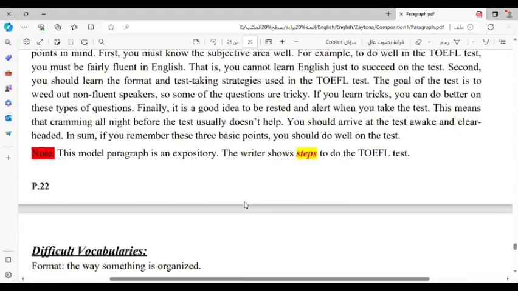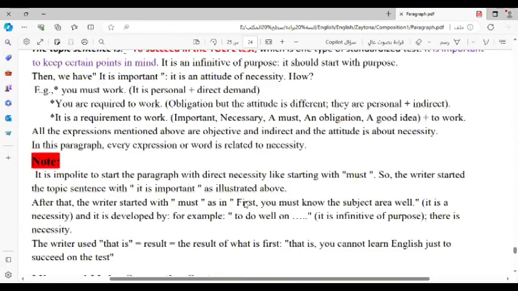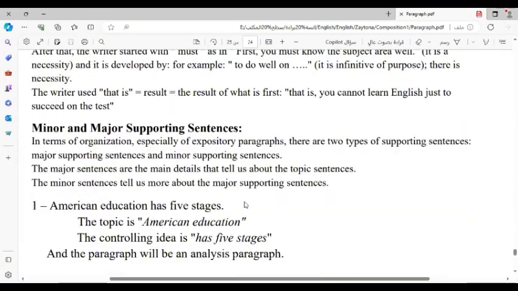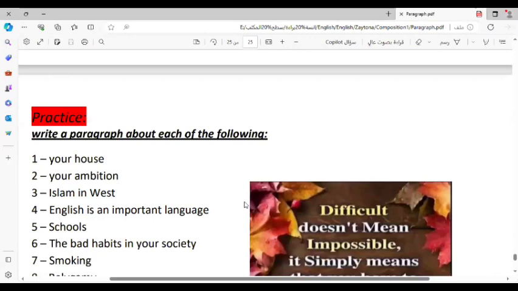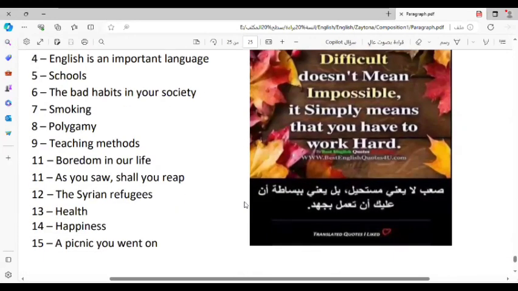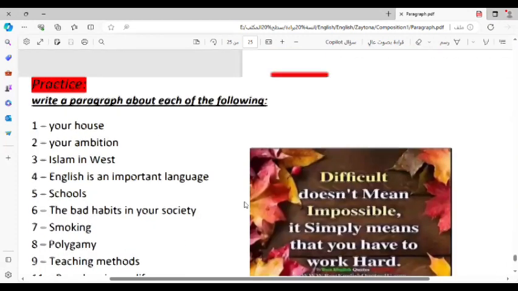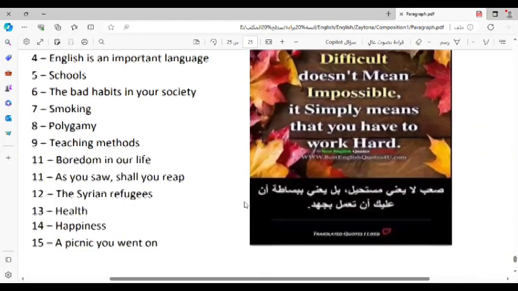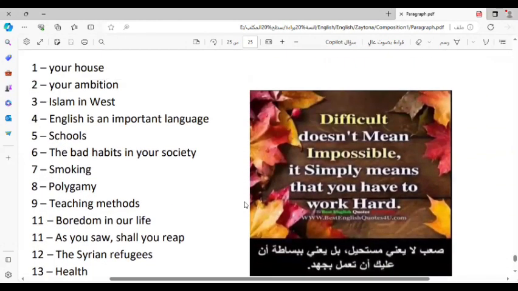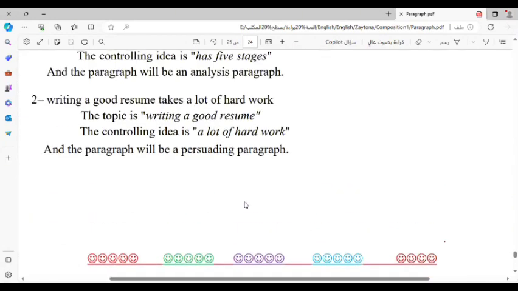We have here so many models or so many examples. Okay. And the last page, it is just for some titles. Okay. You can choose those titles in order to practice writing. Okay. Because the more you practice, the more you will get benefits and your writing skill will be better, inshallah. You will have here some, for example, 15 titles in order to practice them.